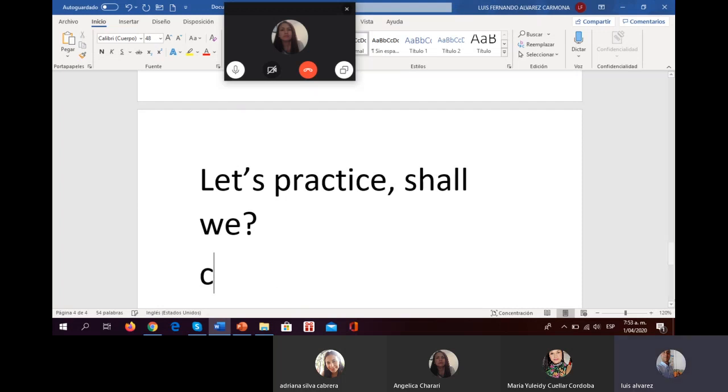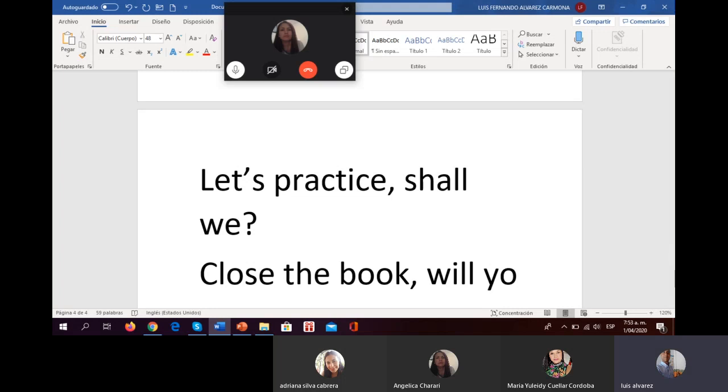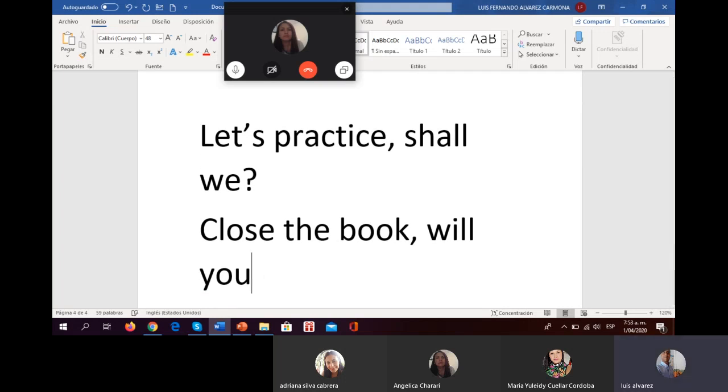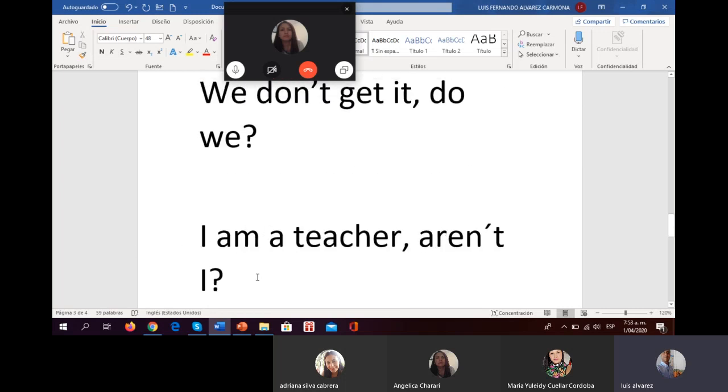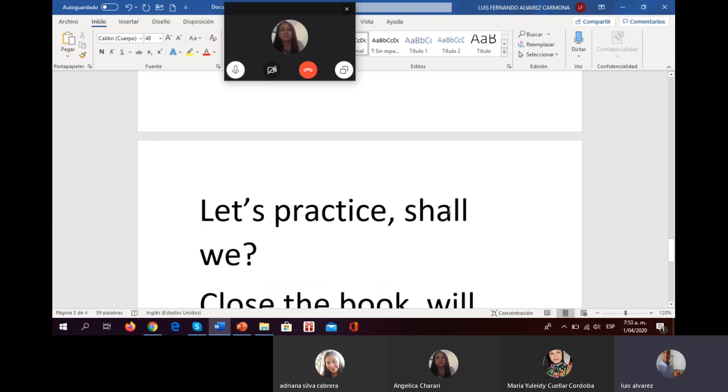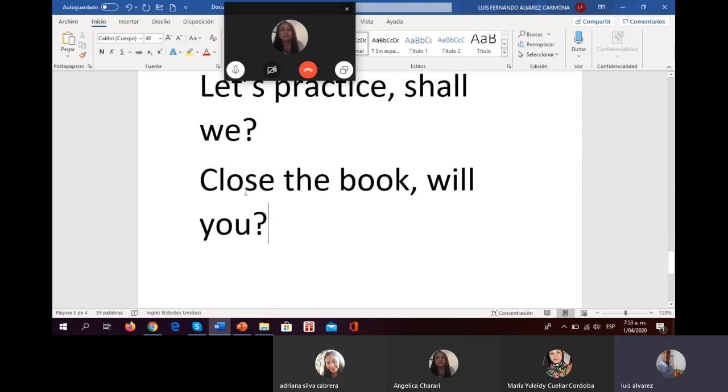And for example, close the book. This is the imperative form. The imperative form is when we use the verb in simple form with no subject. Close the book, and we are going to finish with will you? So in here we have the three cases. I am, aren't I. Let's, shall we. Close, will you. These are like the exceptions to the rule.